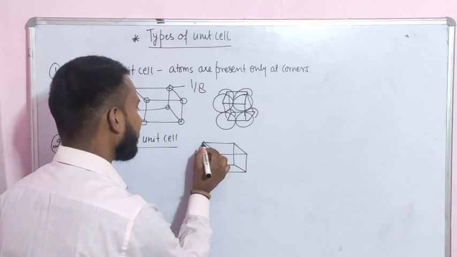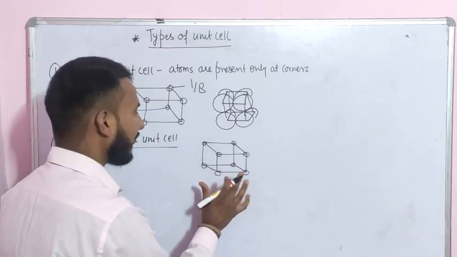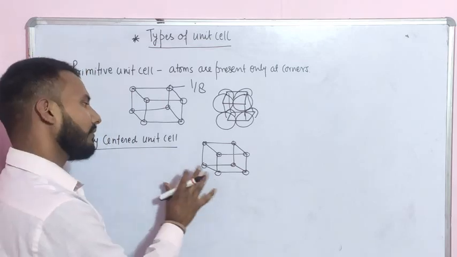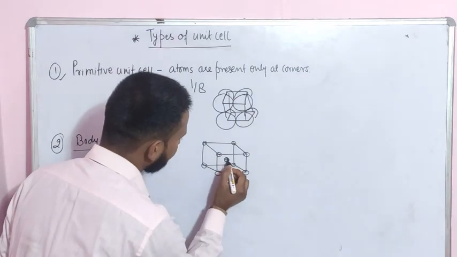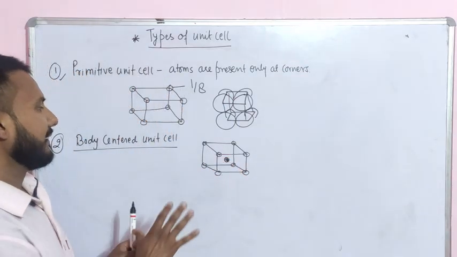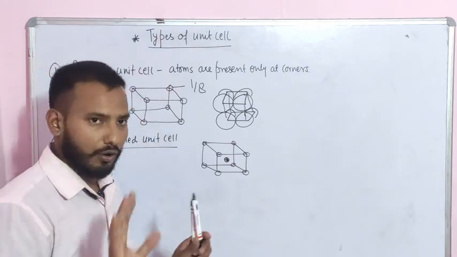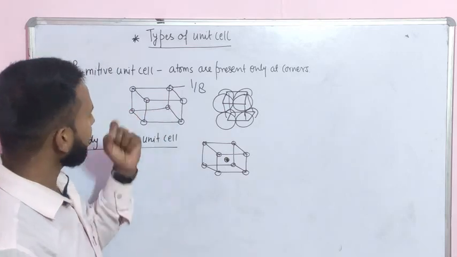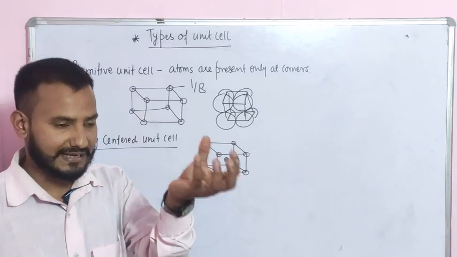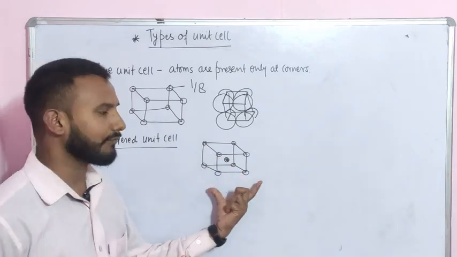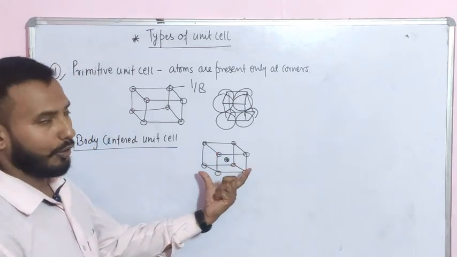In the first case, atoms are present at corners. There are 8 corners in a cube. So atoms will be present at the corners, and one atom will be present at the center of the body. Suppose you are sitting in a room, there are 8 corners for a cubical structure, meaning a simple cube, and if any football is placed in the middle of the room, in the center of the room, then this type of unit cell is known as a body centered unit cell.